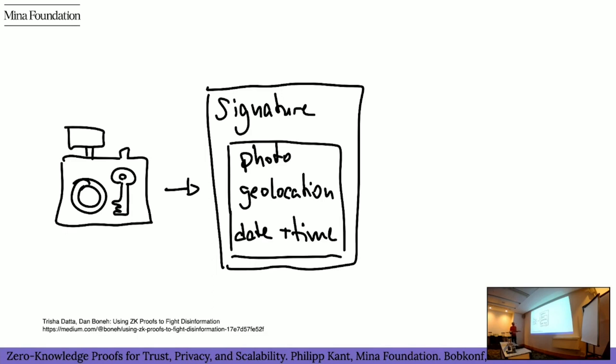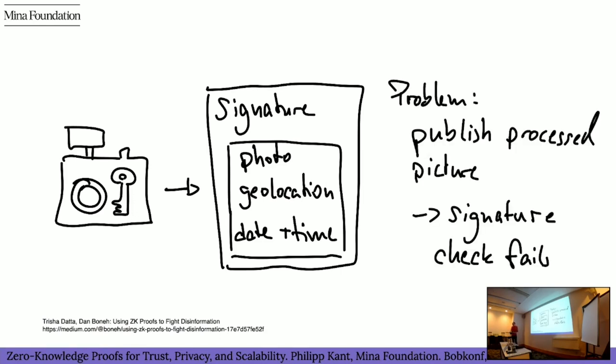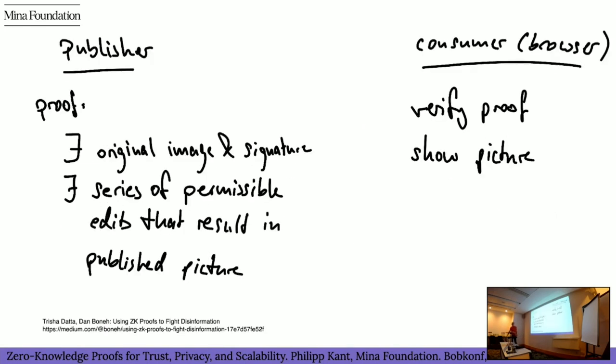Because you will not publish the original picture, because the original picture is too large, the data size is something that you don't want to put on social media. And also you might want to process it, like change the contrast, or blur people's faces if they shouldn't be recognizable. So you want to do some manipulations, but not arbitrary manipulations, because then you could create any kind of image. But if you do some modification to the original data, then the signature check will fail. So how do you solve that?